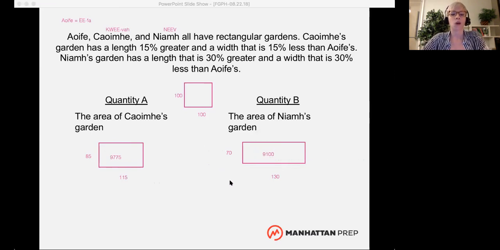9,100. Okay, so remember I said before that if you're testing values, you should always test two sets of values, right? So we could try another set and see if we get different results in a different case. But let's think about this. When we're testing different values, one good rule is think about extremes, go really big or go really small. So you could do order of magnitude, and you could think, well, what if we shrink this down to 1 by 1 instead of 100 by 100? And then that would make this 0.85 and 1.15, 0.7 and 1.3. But that actually wouldn't change the comparison between them, right?